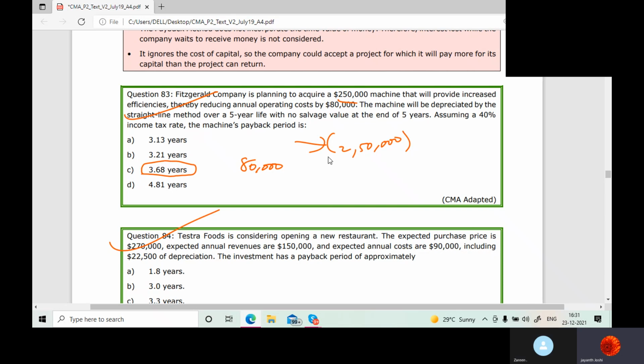Yes, sir. So what did you do? First, I calculated the depreciation value. They said simple, straight line method, so it would be 50,000, right? Then I removed the tax on the taxable income to get the inflow. See, you got the inflow of 80,000, correct? Yes. And your depreciation is 50,000 if we divide by 5 years. Okay. Yes, sir. So let me check your answer.